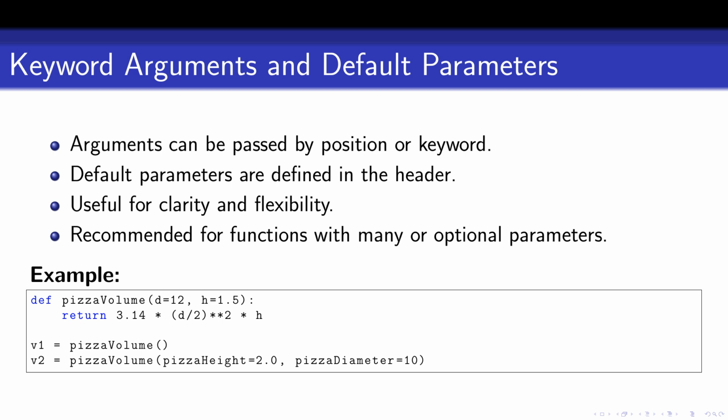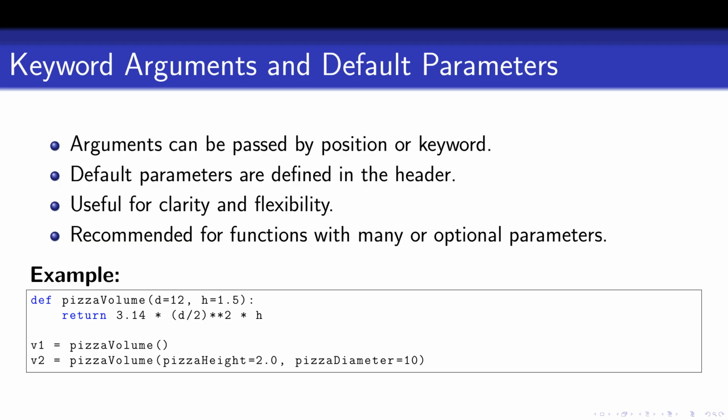Python also allows for flexible function calls through keyword arguments and default parameters. With keyword arguments, you can specify which parameter you're assigning a value to, allowing function calls to be clearer and more readable. Default parameters provide fallback values for parameters if no argument is provided. These features are especially useful when functions have many parameters or when you want to make some arguments optional. For example, a function that calculates the volume of a pizza might have default values for diameter and height, but still allow you to override them when needed.